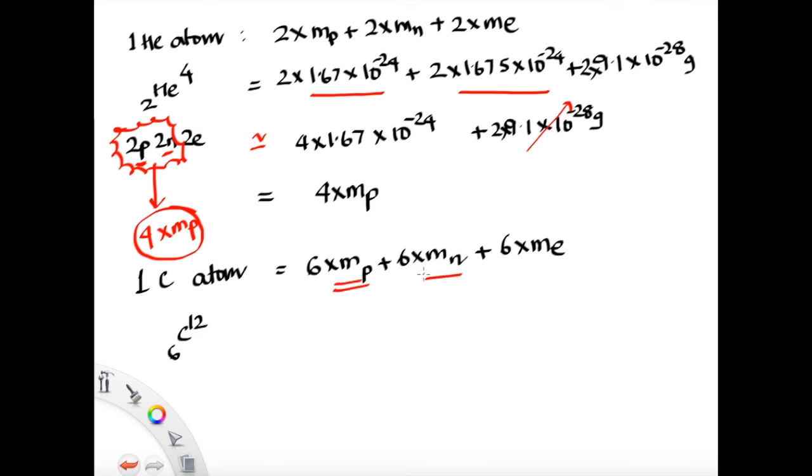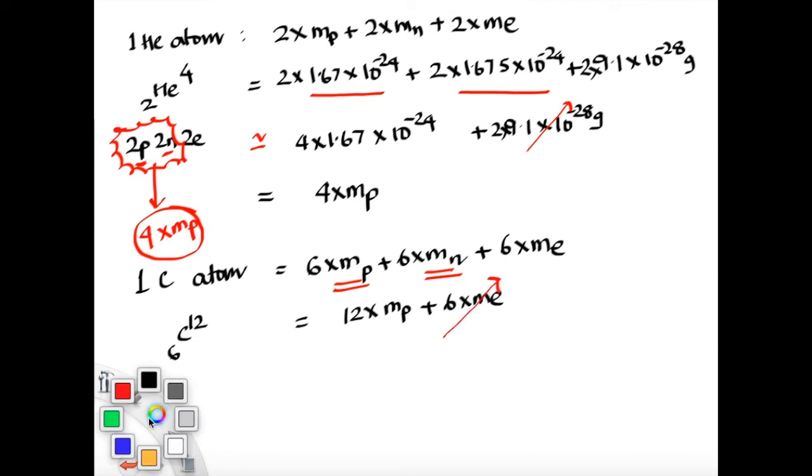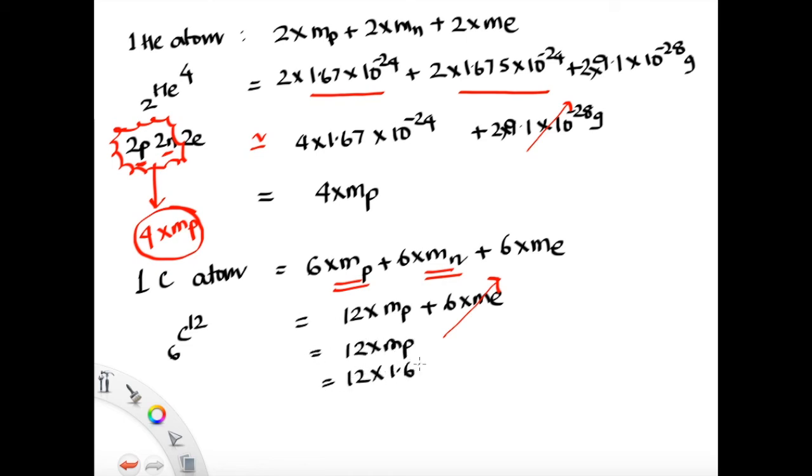Now, mass of a proton and mass of a neutron are approximately the same thing, so we can write it to be 12 into mass of a proton plus 6 into mass of an electron. Mass of an electron is negligible compared to proton, so ultimately it will be equal to 12 into mass of a proton, which is nothing but 12 into 1.67 into 10 to the minus 24 grams.